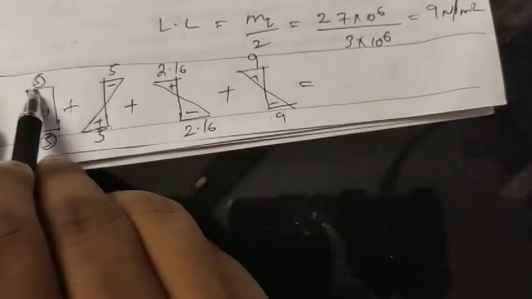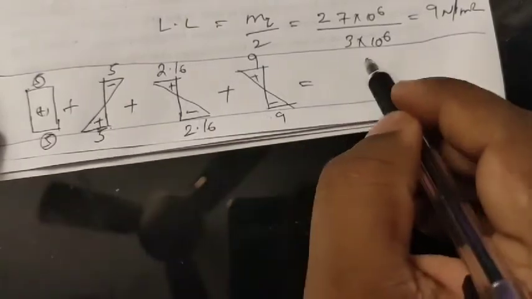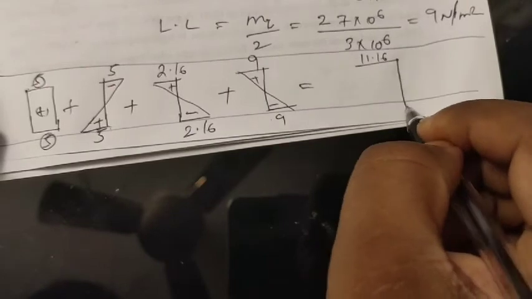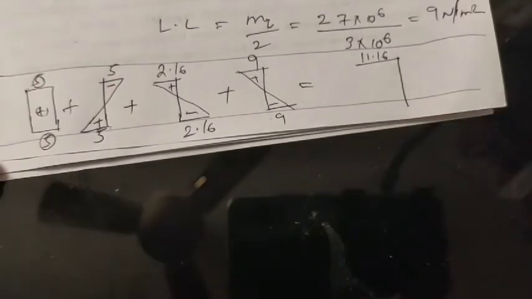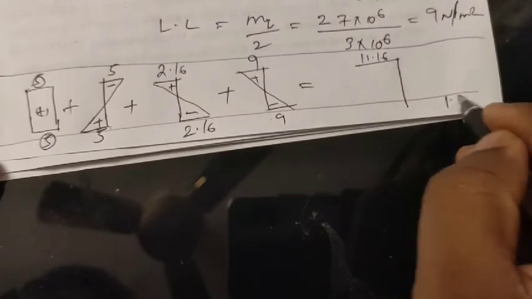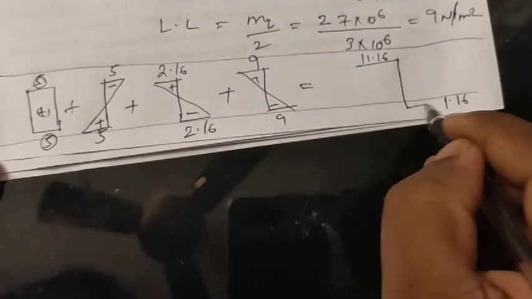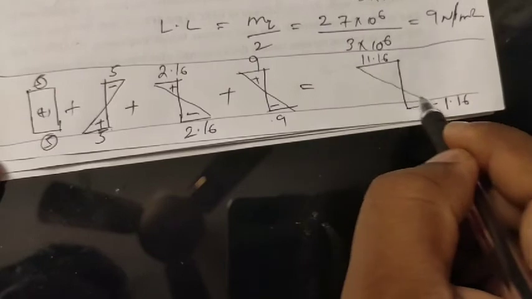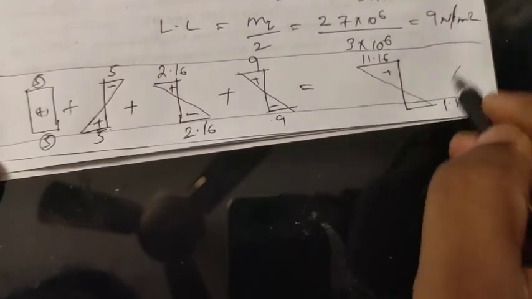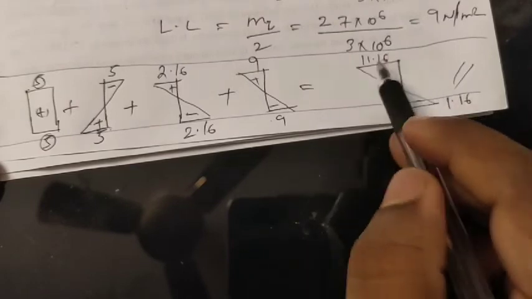So we can add all the top positions, and we get positive 11.16. We add all the bottom sections, and we get negative 1.16. So this is negative and this is positive. These are the resultant stresses at the top and bottom.